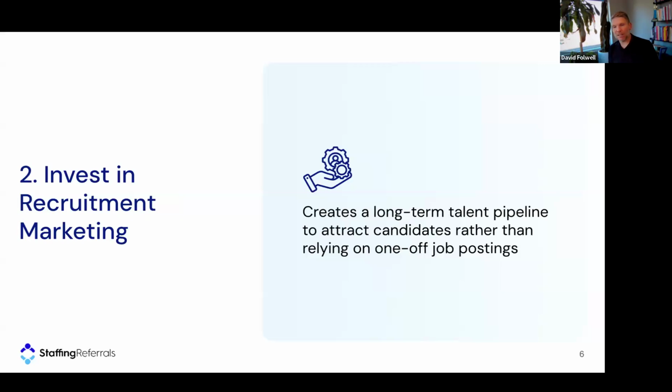Absolutely. And number two is investing in recruitment marketing. We see a lot of agencies that spend all of their time focused on optimizing their job boards and job board spend, which is something that you absolutely should and must do. But if you're looking at a longer term approach to reducing your overall cost per hire, having a true recruitment marketing strategy can be critical for this.